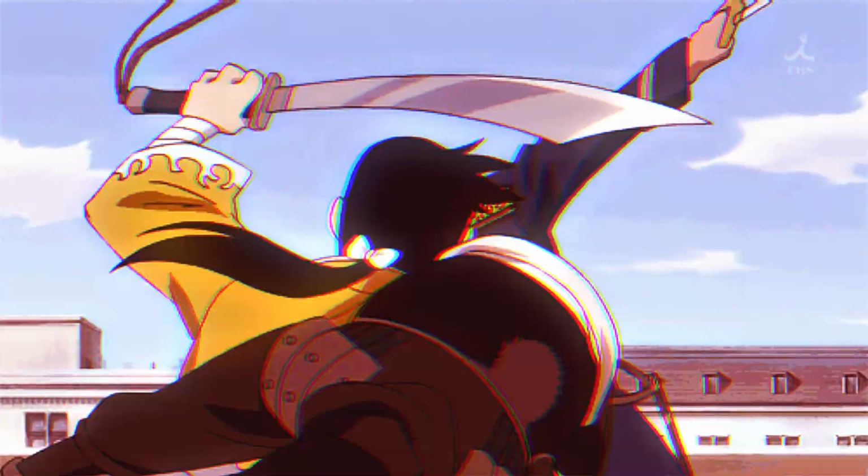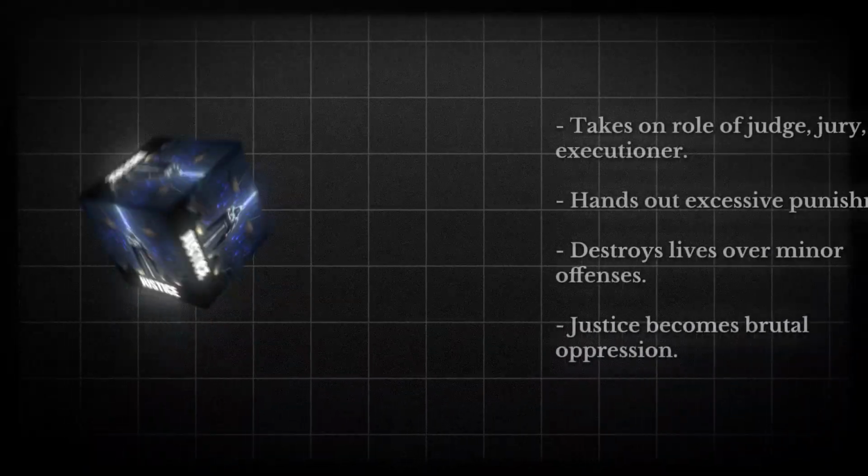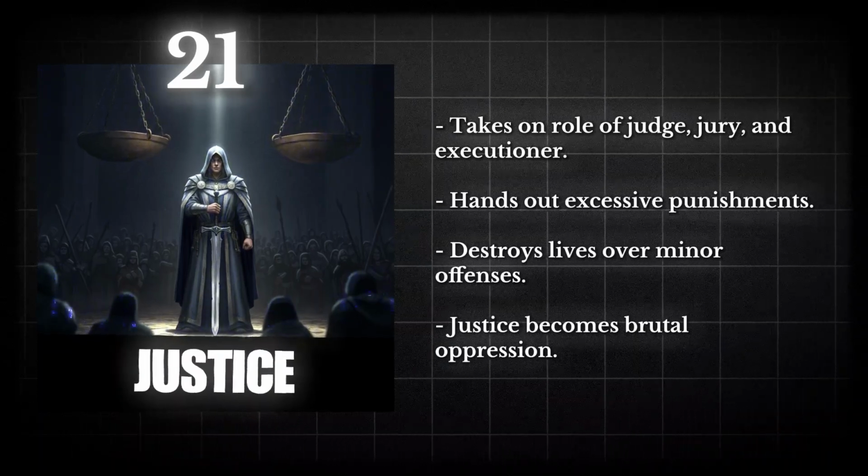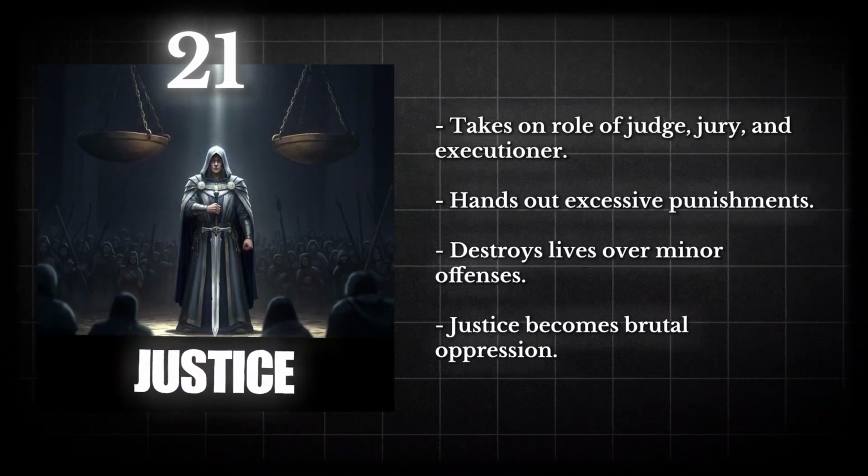These villains believe the end always justifies the means. They enforce rigid rules and view their atrocities as necessary for the greater good. Their actions often cross the line into cruelty, and their vision of the greater good comes at a high cost. Their stories force us to confront the dark side of our beliefs and the fine line between good and evil. 21. Justice. The villain takes on the role of judge, jury, and executioner.